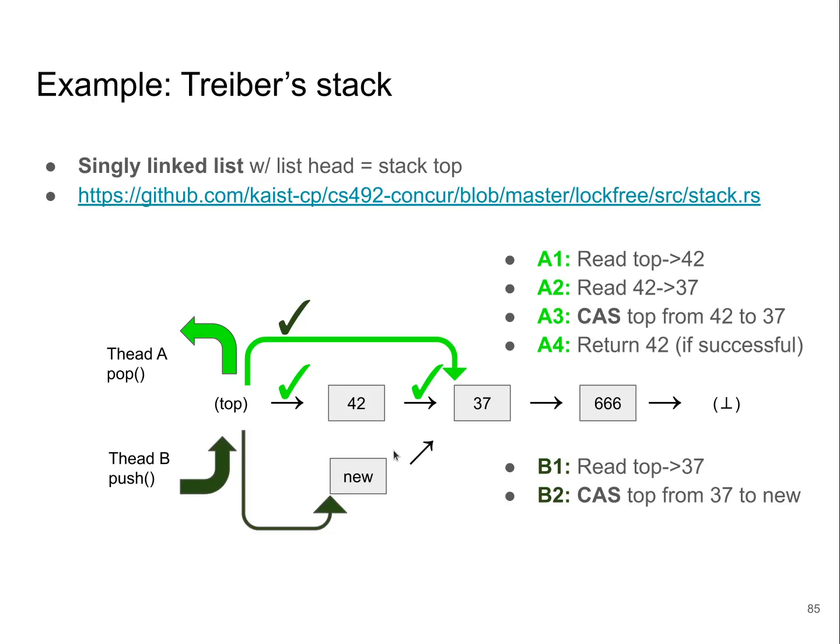And furthermore, we are performing a CAS on the top pointer from 37 to the new node. By doing so, we can effectively insert a new value. If the CAS is successful, the content of the stack is new, 37 and 666. That is effectively the original stack with the new value inserted.